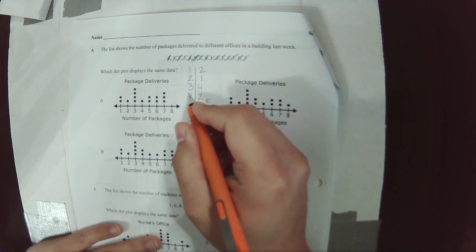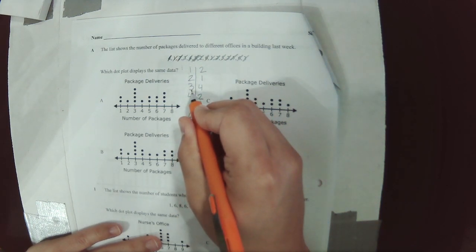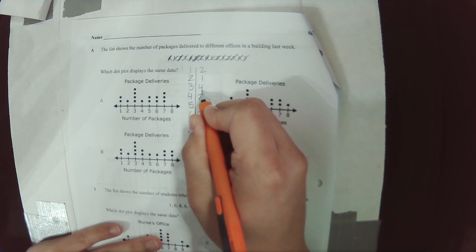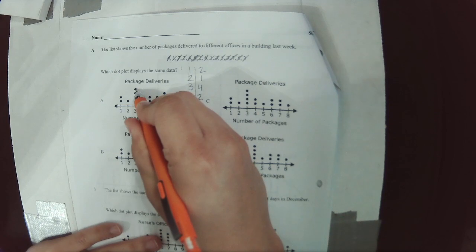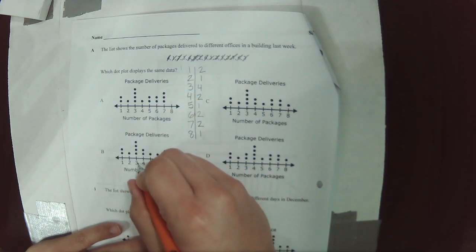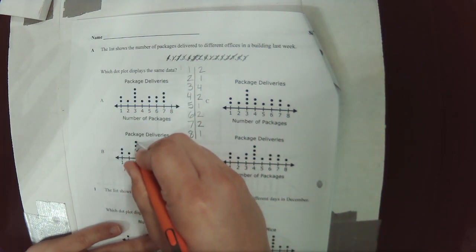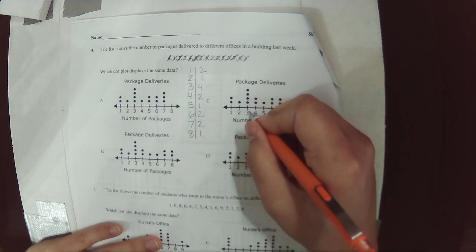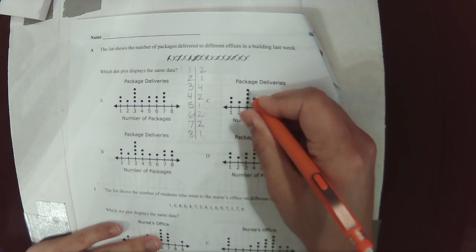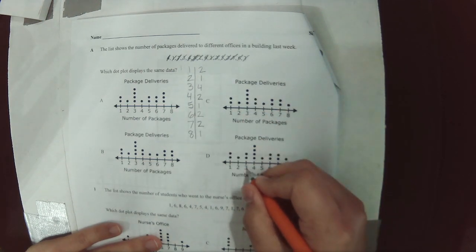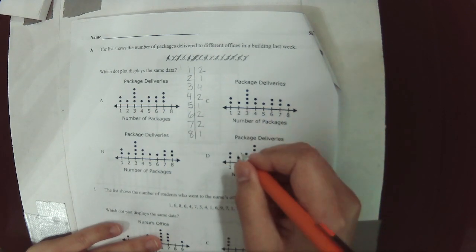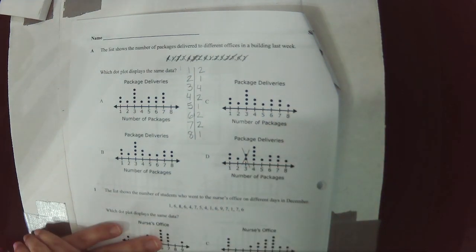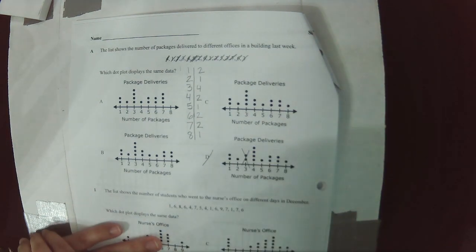Maybe the number 3 will help. The number 3 should have 4 dots. Three of the choices have 1, 2, 3, 4 dots on the number 3, but one has only 1, 2 dots. Now I can get rid of an answer. Okay, so I'm down to 3 answer choices.